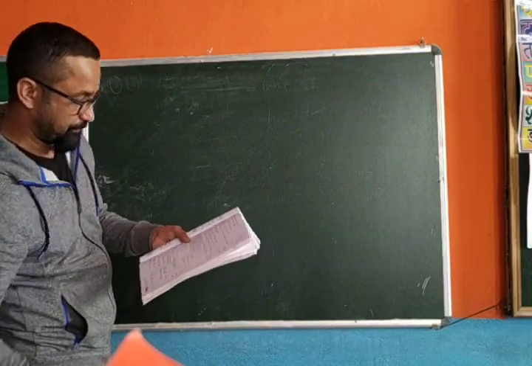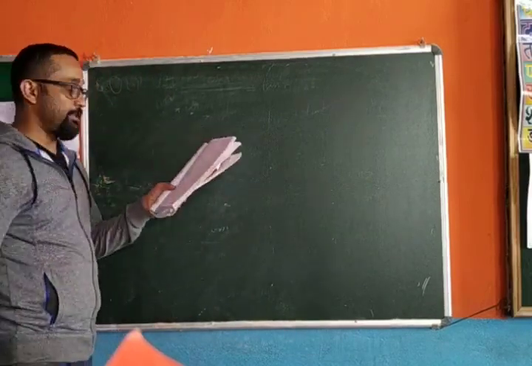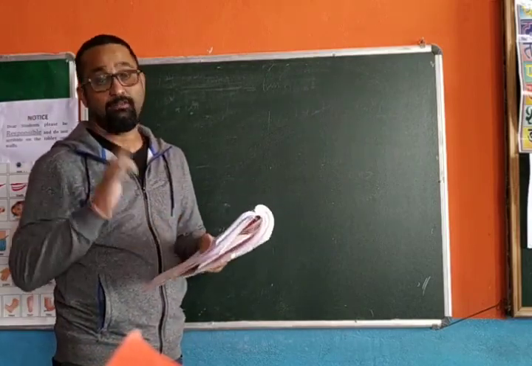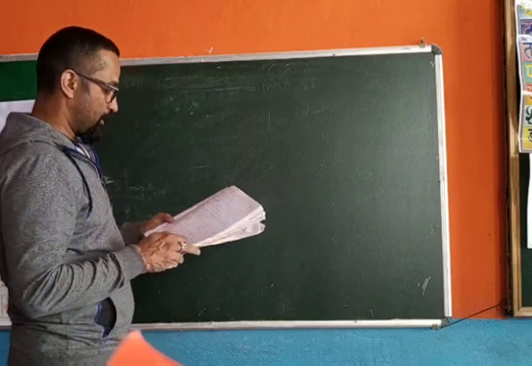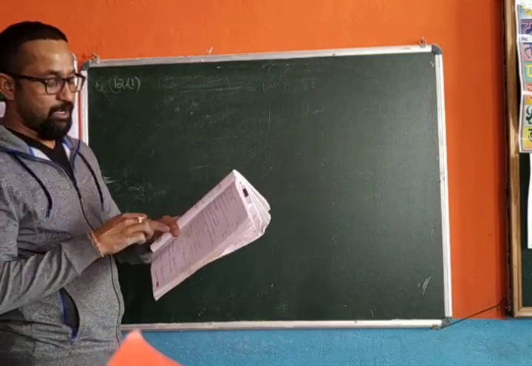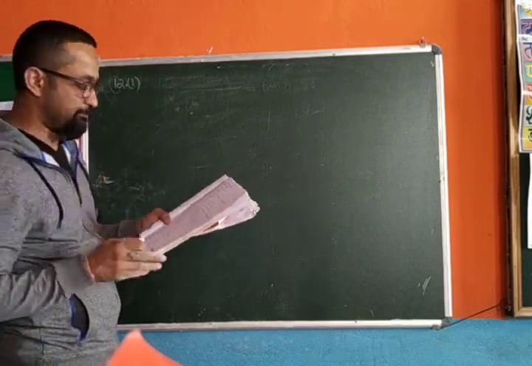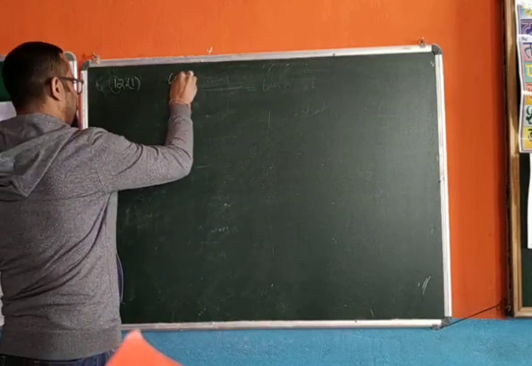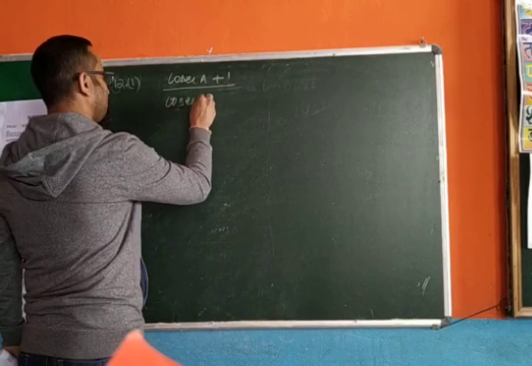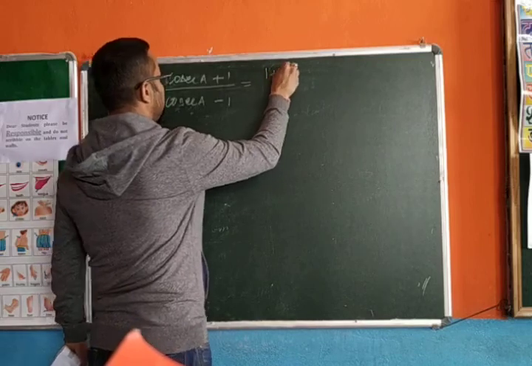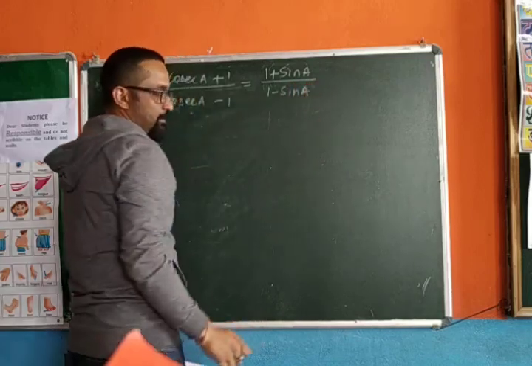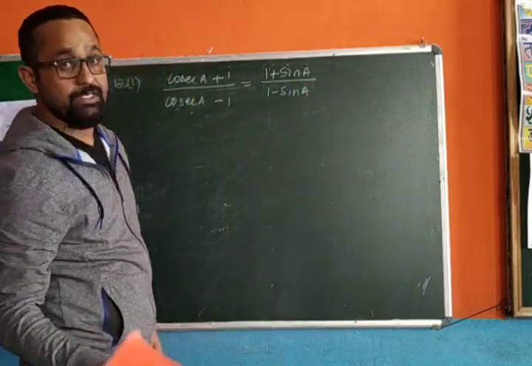Question number 11.3 is similar to that of 10 part 4, rationalization. Now look at this question number 12.1. I'll be doing a similar sum. You can try question number 12.1 yourself. Cosec A plus 1 divided by cosec A minus 1 equals 1 plus sine A divided by 1 minus sine A. It had come in ICSE, so please look at this one.